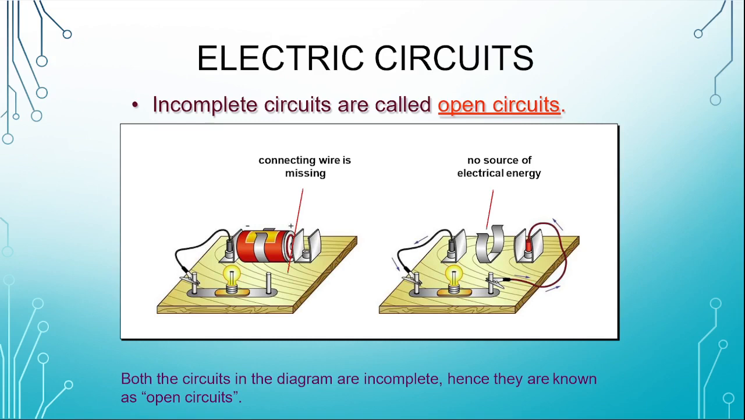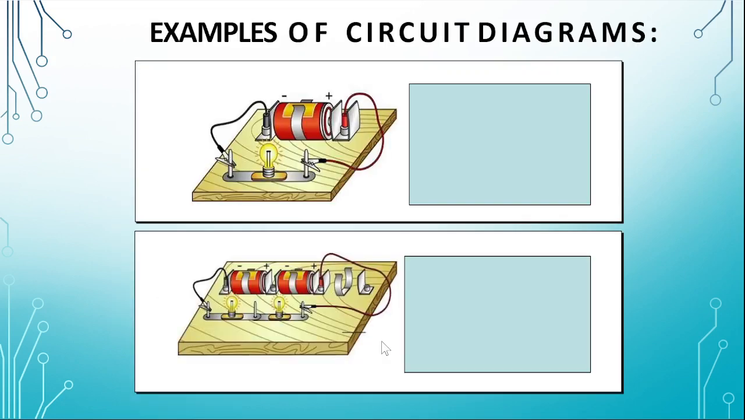Then come incomplete circuits, which are otherwise called open circuits. As you can see over here, a conducting wire is missing, which connects from the positive terminal to the other terminal of the light bulb. So the bulb is not going to glow. Over here, in the second scenario, the source of electricity, the battery itself, is missing, and therefore again it's an open circuit and the bulb will not glow.